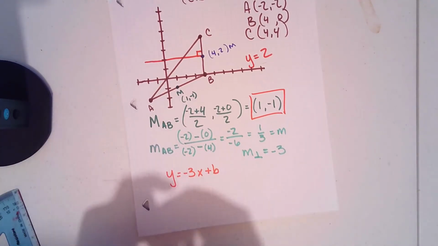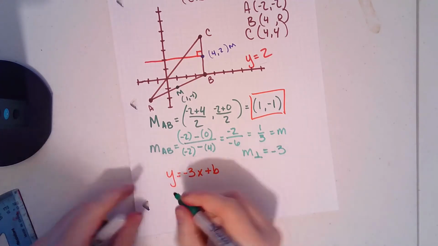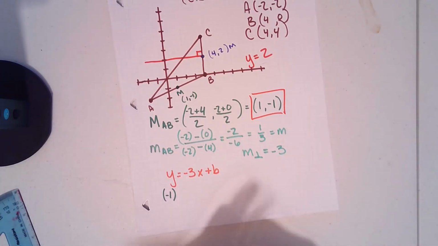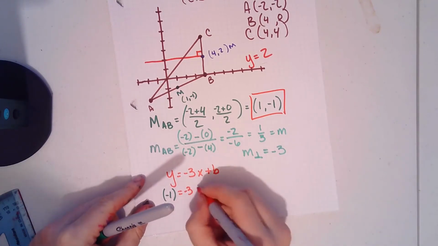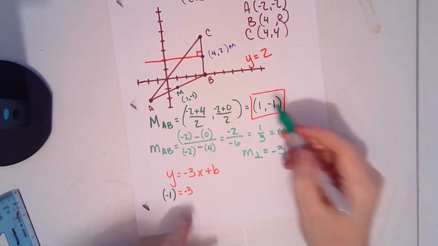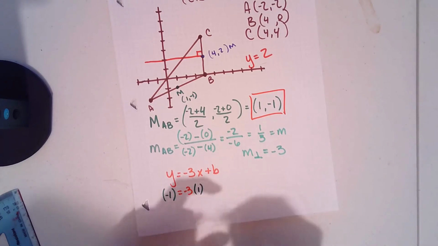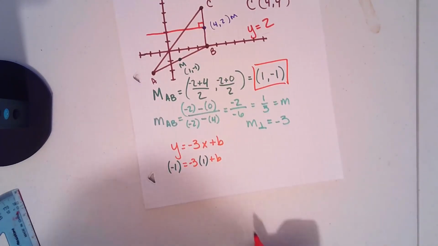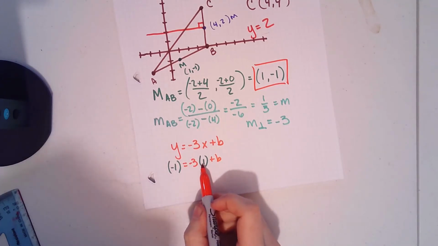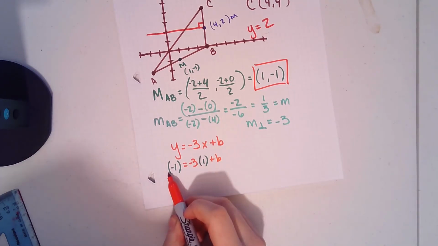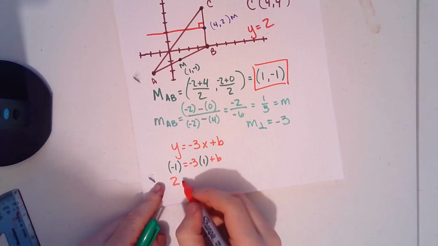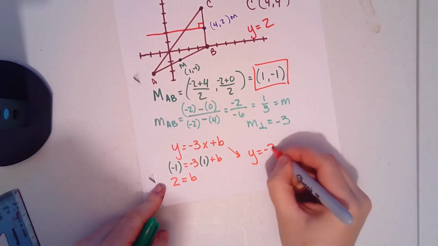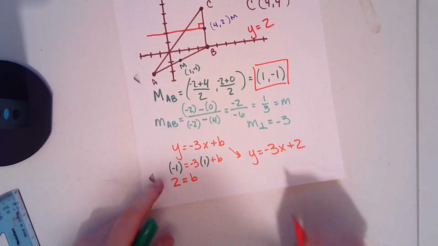So when I do that, and I'll do that in green, I plug in -1 for y, and that's going to equal -3 times what I'm plugging in for x, which is 1, plus b. And now I can solve for b. -3 is what I get here. So if I add that over to -1, I get +2. So 2 equals b. So the equation must be y equals -3x plus 2.